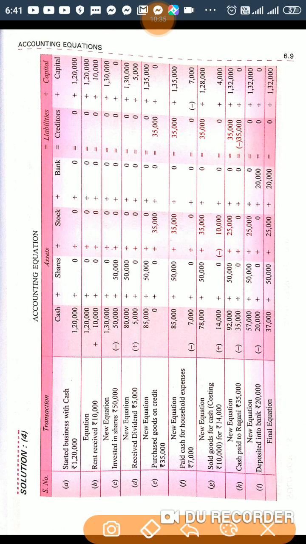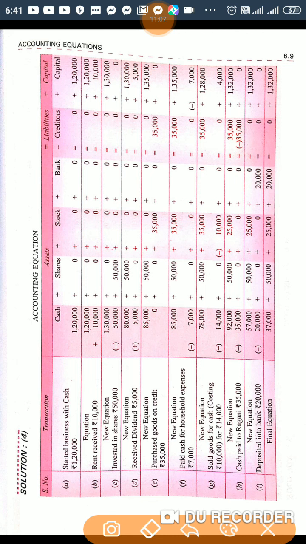So new equation, now cash becomes 57,000 after deduction of 35,000, shares remain 50,000, stock remains 25,000, bank 0, creditors become 0 after deduction of 35,000, and capital remains 1,32,000. If you make the total of both the sides, you get to know that both sides have a total of 1,32,000.